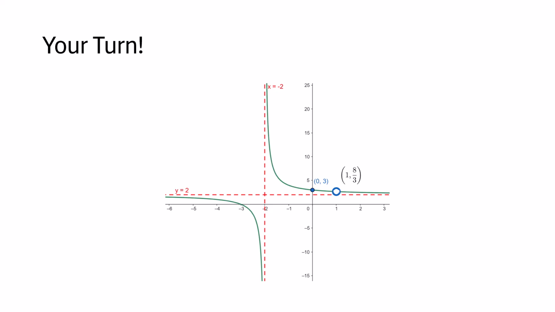Now here is an example for you to try, where you have horizontal and vertical asymptotes. You have locations of specific points that you can find or that are already labeled for you. So pause the video here and see if you can figure this out.